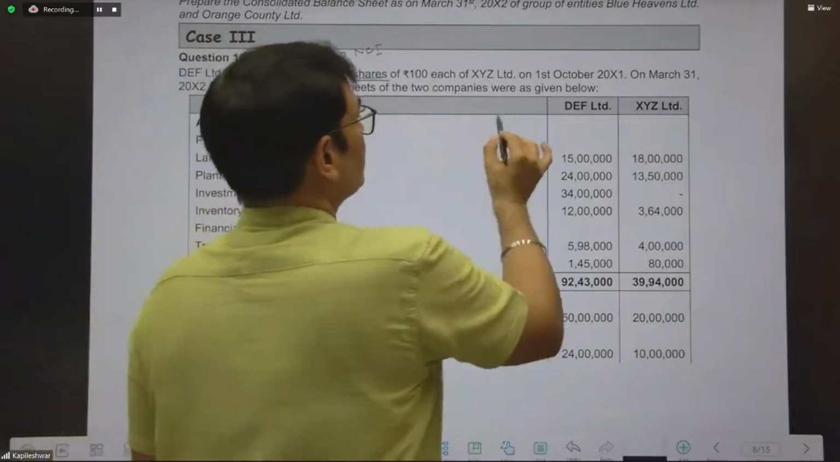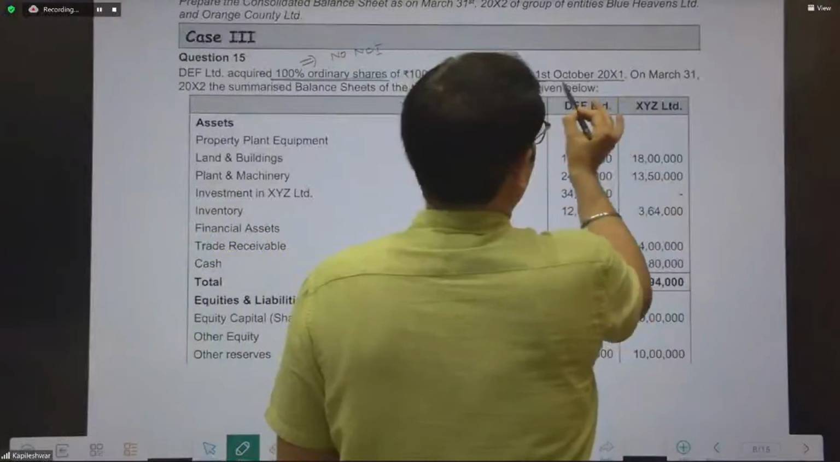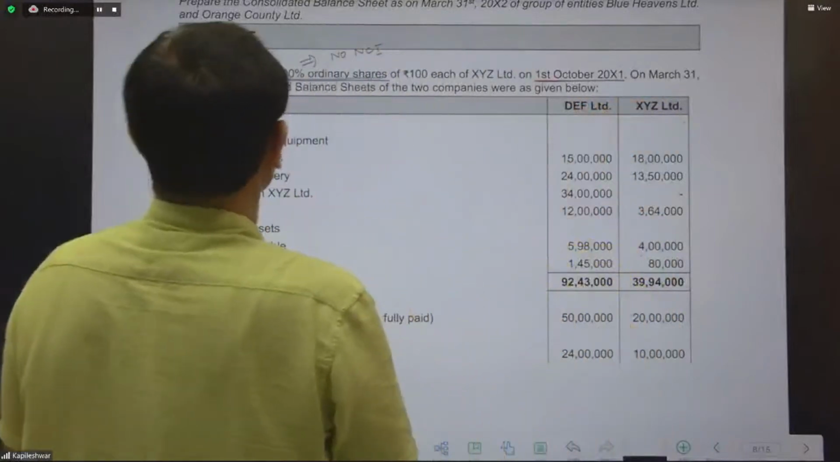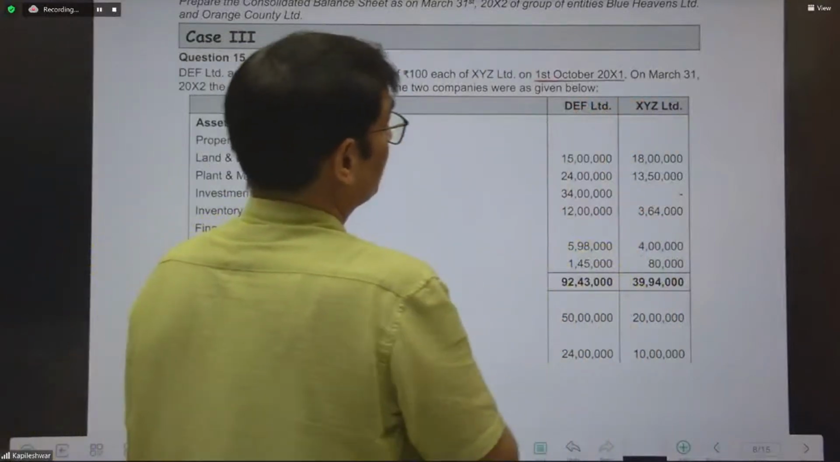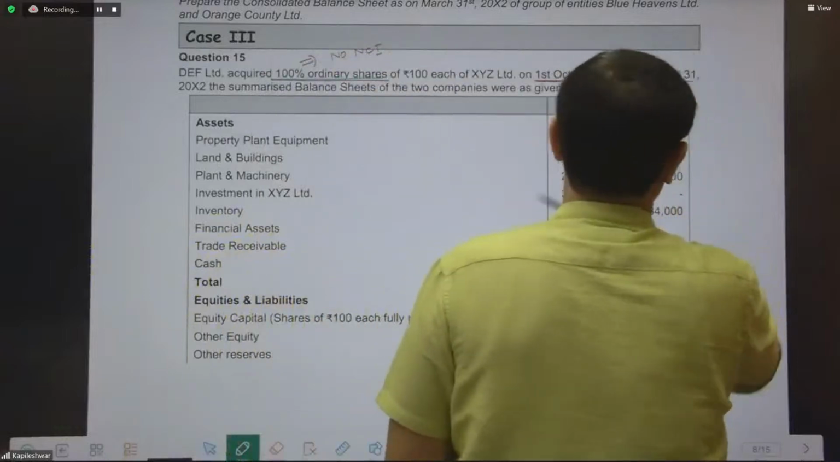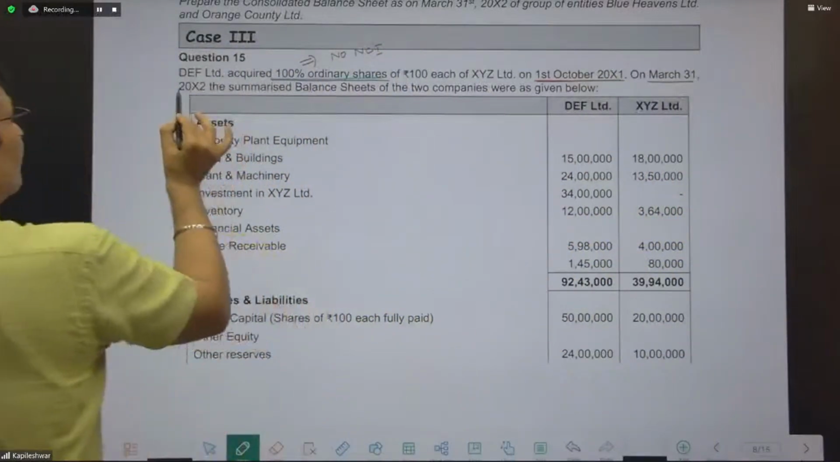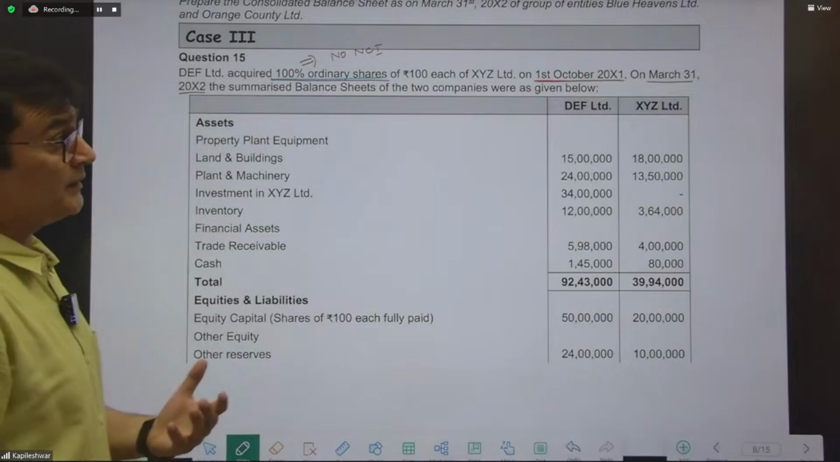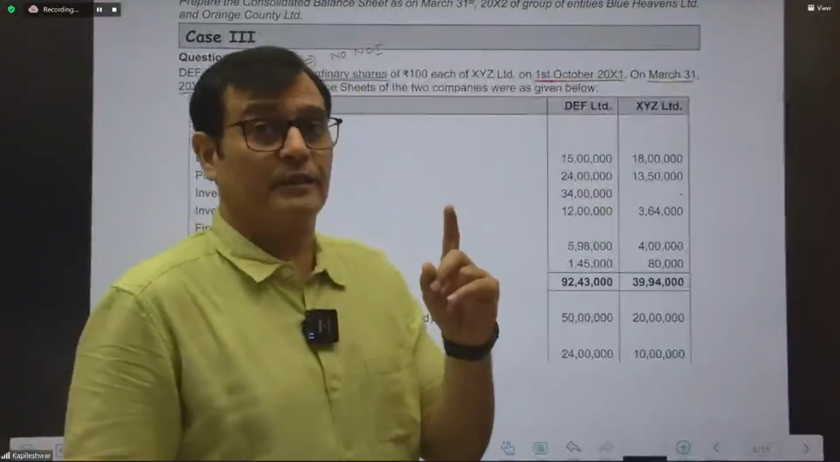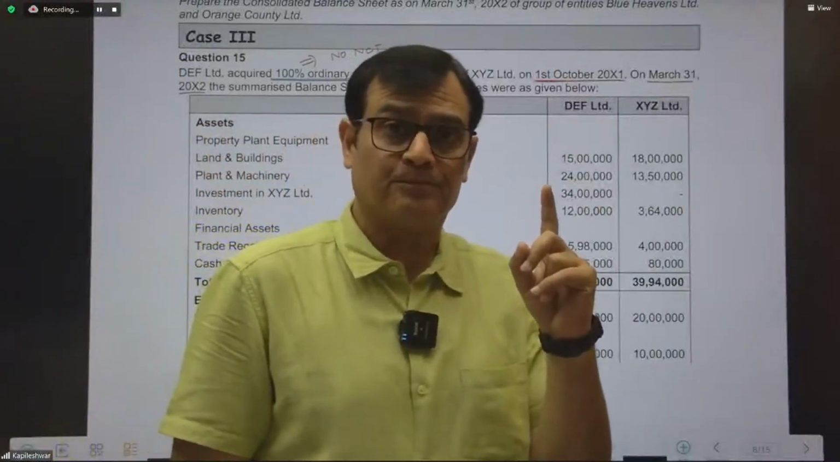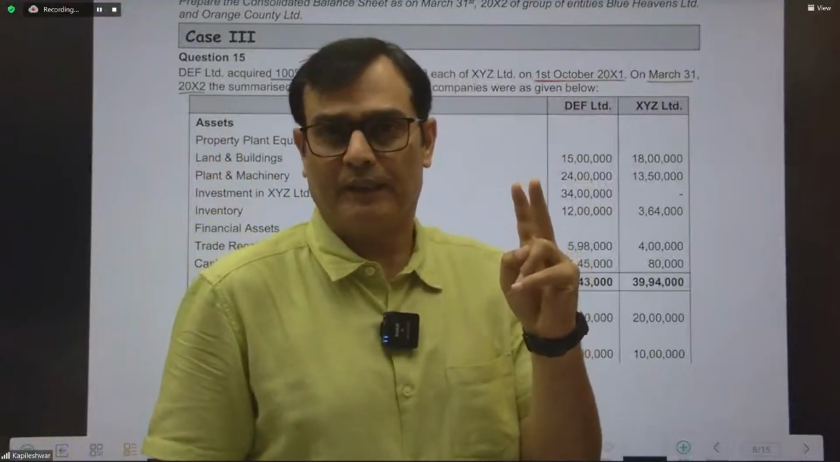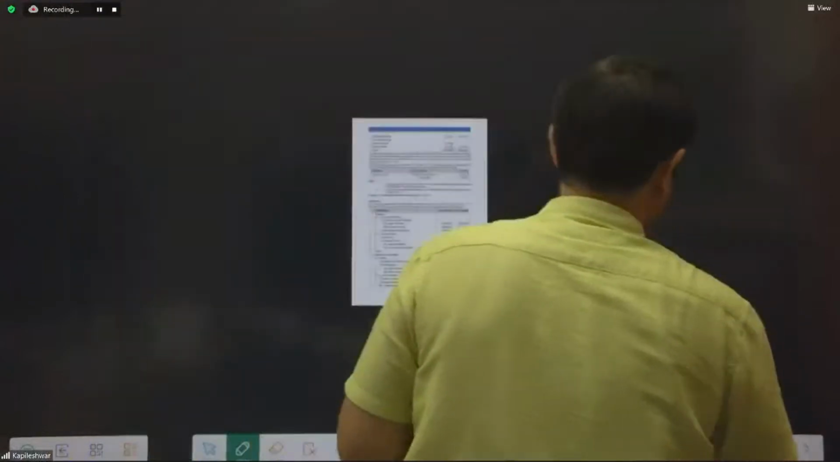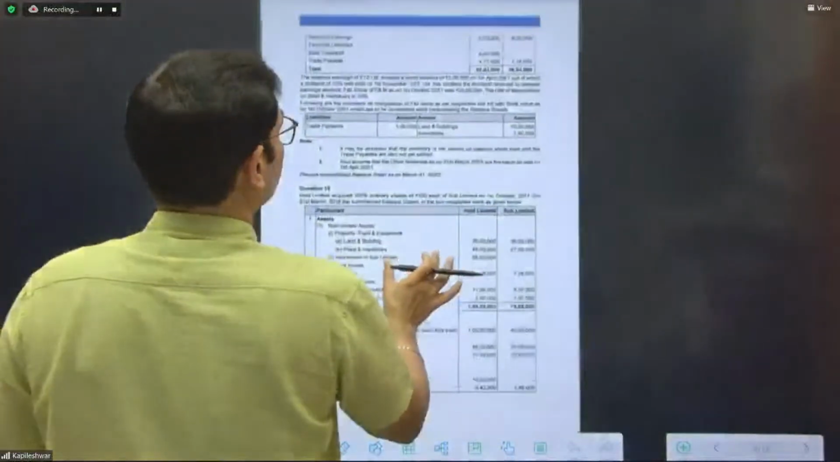And it says these shares are acquired on 1st October X1, and on 31st March X2, so you are given the balance sheet 6 months later. The acquisition is on 1st October and the balance sheet of the 2 companies is given on 31st March X2. So one thing is very clear, it is a consolidation at a later stage and there is no NCI.